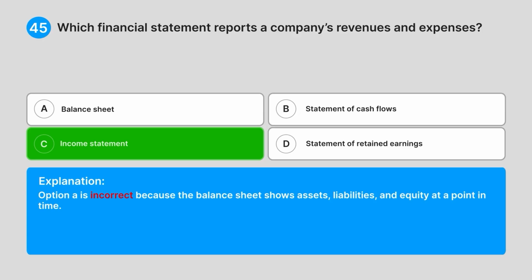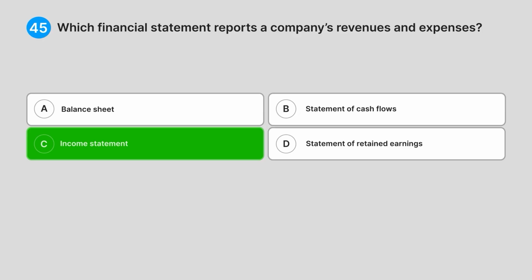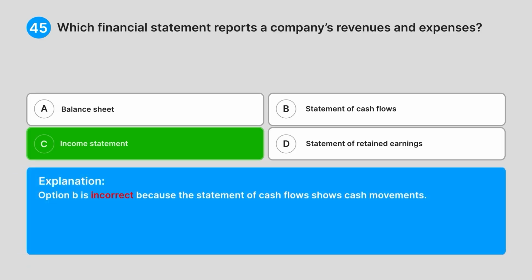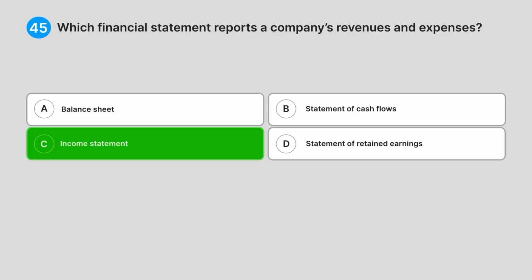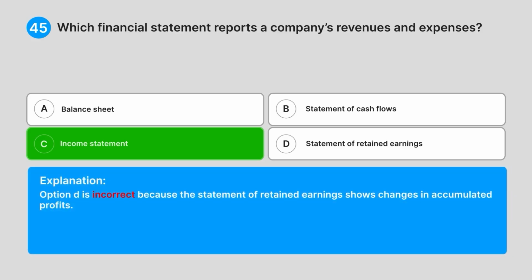Option A is incorrect because the balance sheet shows assets, liabilities and equity at a point in time. Option B is incorrect because the statement of cash flows shows cash movements. Option D is incorrect because the statement of retained earnings shows changes in accumulated profits.